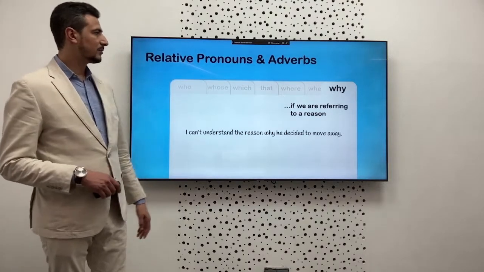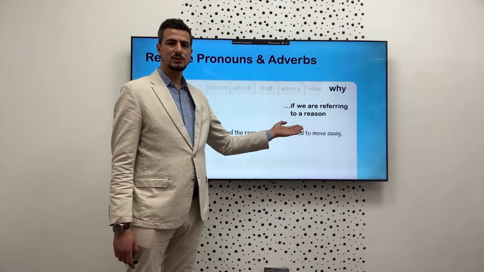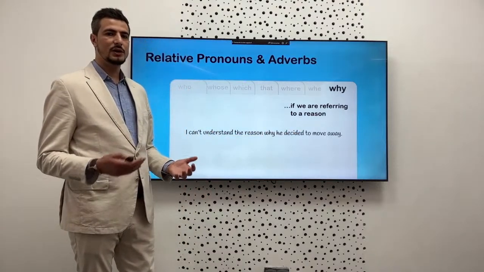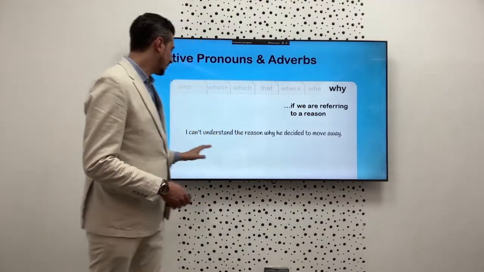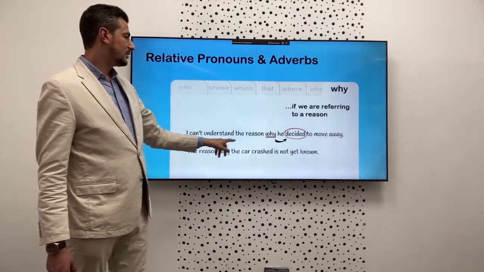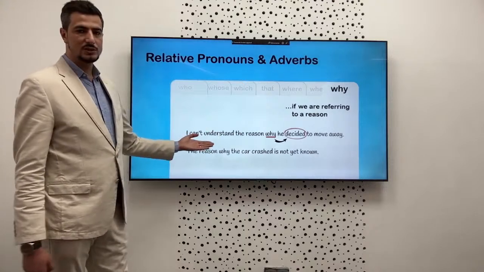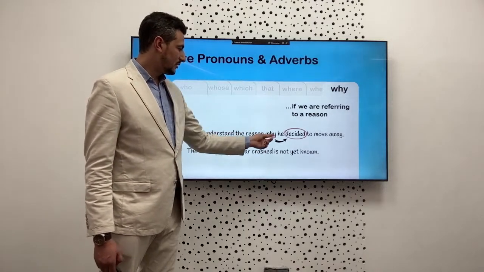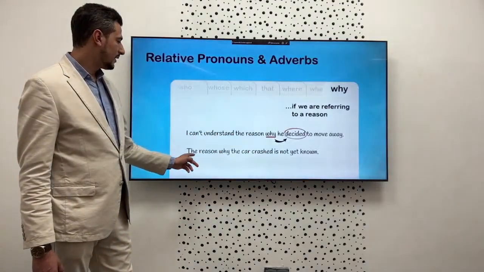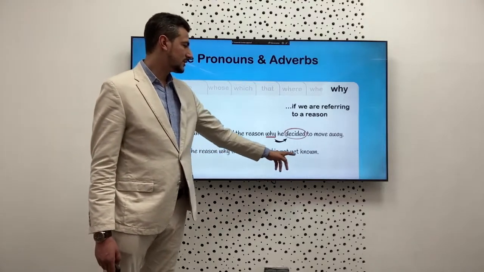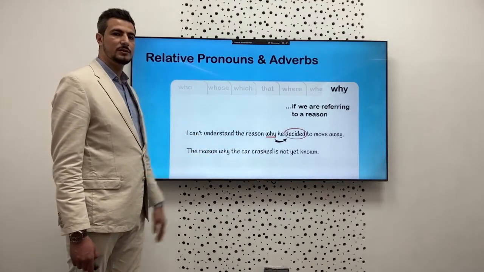Another example, or the last example of adverbs, is why. We use why if we are referring to a reason. What is a reason? We say, why did you do this? I did this because of that and that. So in order to refer to a reason, we use why. Like in this example, I can't understand the reason why he decided to move away. So what can't you understand? The reason. The reason why he decided to move away. Or in the second example, the reason why the car crashed is not yet known. So whenever you see why, it refers to a reason.